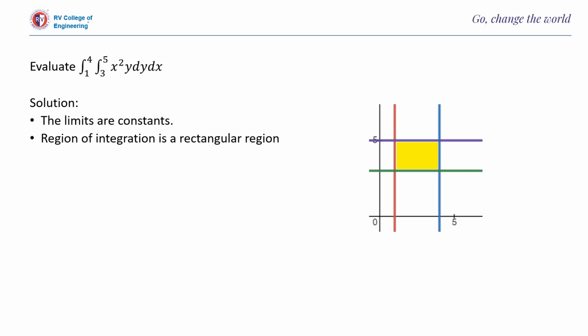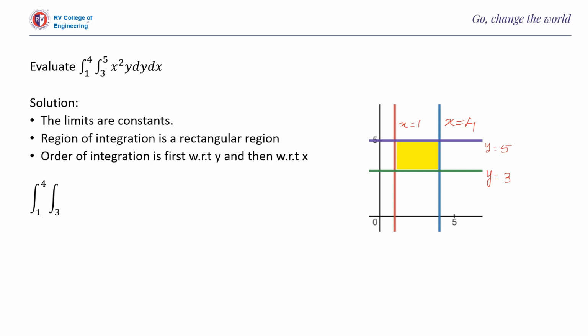So this is x equal to 4, and this is a line parallel to y-axis, x equal to 1. This is y equal to 3 and y equal to 5. So the region bounded between these lines is the region of integration. So now let us evaluate this integral.